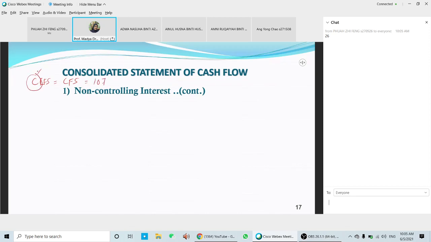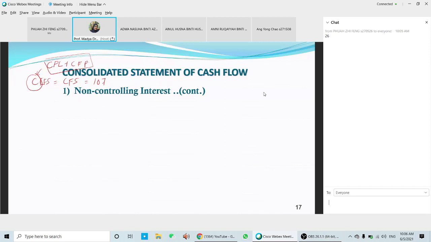So we can only prepare a consolidated cash flow statement when you have a consolidated profit or loss and also consolidated financial position. From this consolidated financial position, this information we use to prepare a consolidated cash flow statement. The format of consolidated cash flow statement is same as a cash flow statement. Okay, so we are referring to MFRS 107.